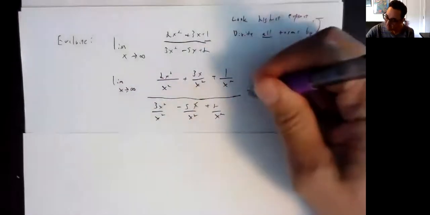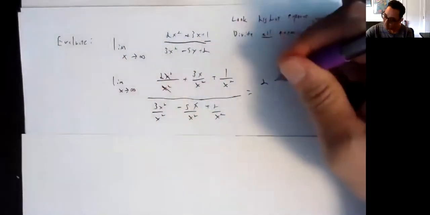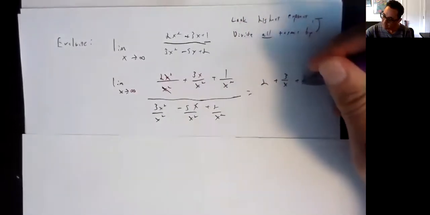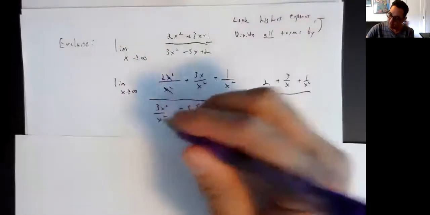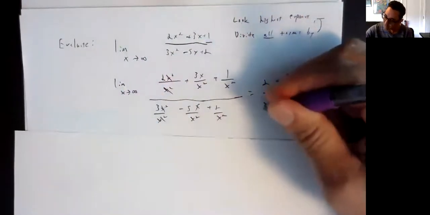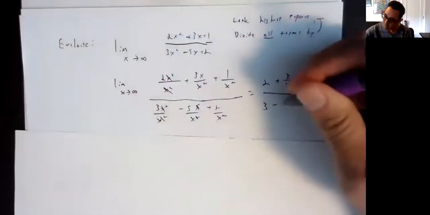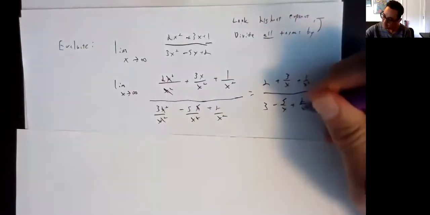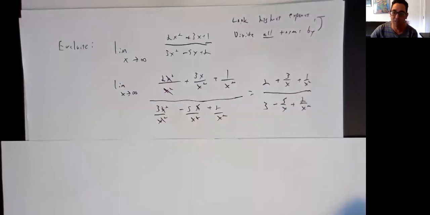Things simplify pretty quick. 2x squared over x squared is just 2, because these cancel. 3x over x squared is just 3 over x. And then 1 over x squared just stays 1 over x squared. All over, and then x squared over x squared, those cancel, and you just get 3, minus 5x over x squared. The x's cancel partially, so you get minus 5 over x. And then plus, and this one doesn't reduce at all, so 2 over x squared. And I'm like, okay, well, that's a little better, but that's still kind of complicated.